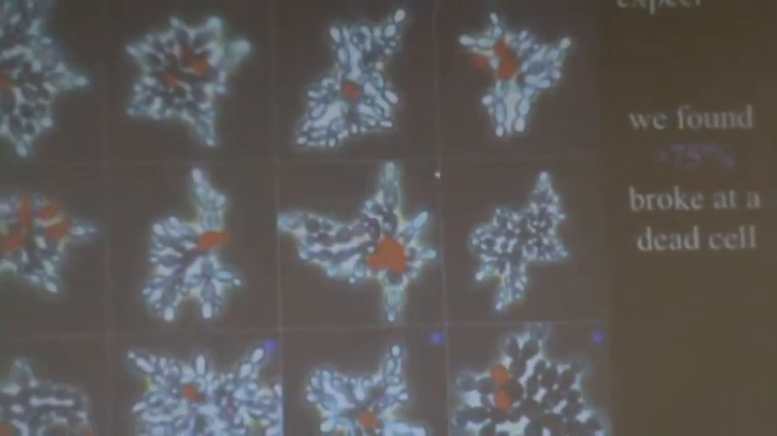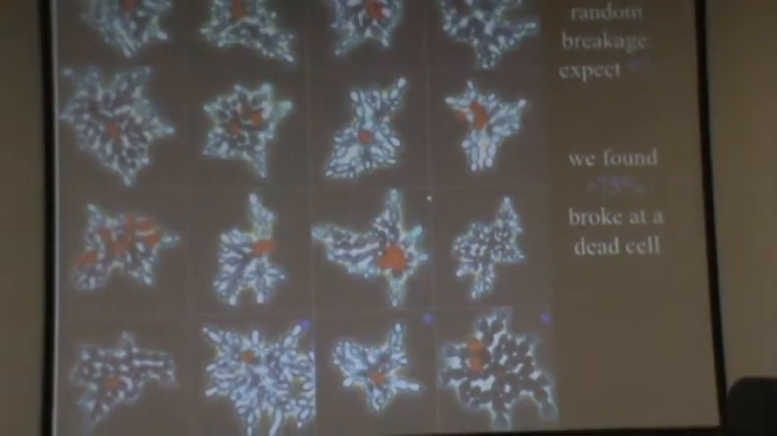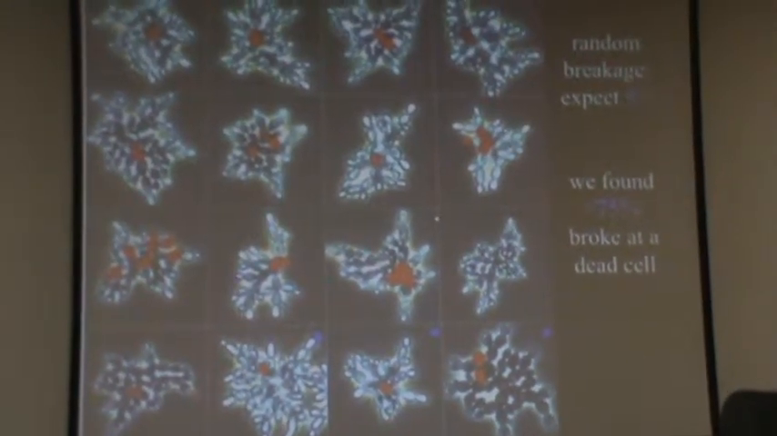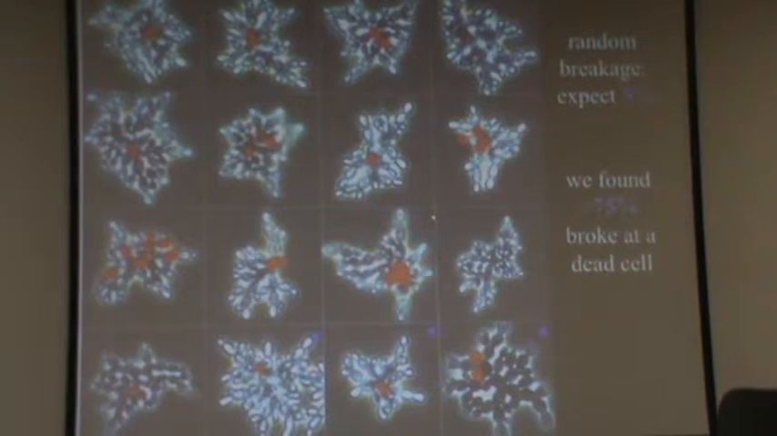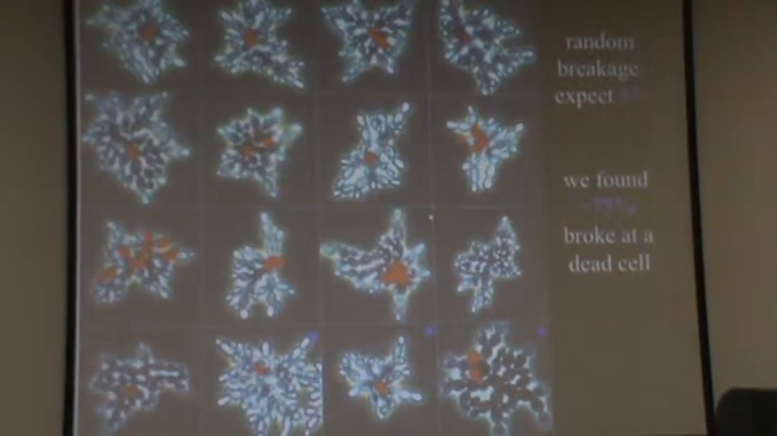And if breakage is random, we would only expect them to break at the apoptotic cell about 5% of the time. And yet we found more than 75% of the time they break at the apoptotic cell. And so it looks like this could be early division of labor, and that would be early differentiation. That would be further evidence that these are not collectives, but they're growing individuals, a new kind of individual.